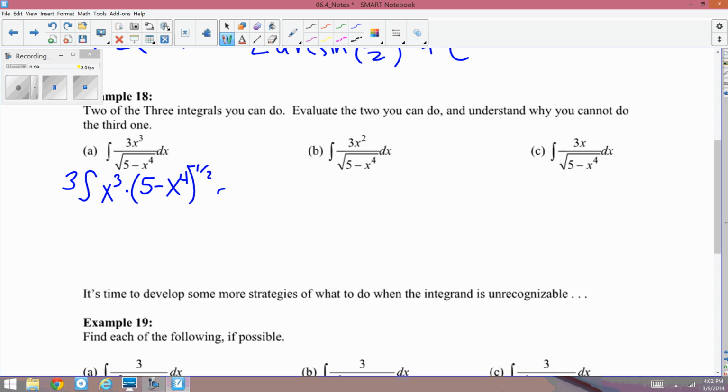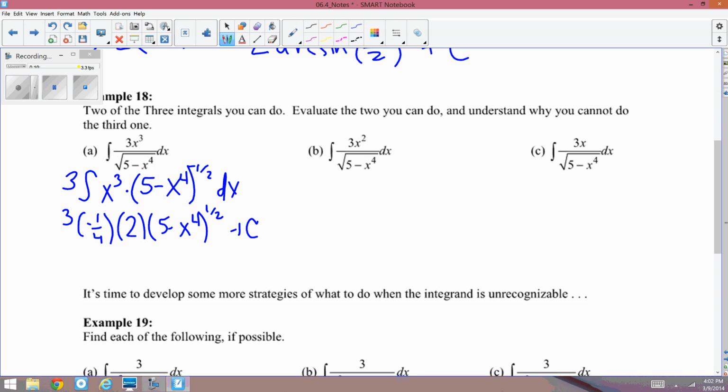And that's negative 1/2. There we go. Now I recognize that the derivative of negative x to the 4th is going to be negative 4x cubed. So I'm only off by a constant, so I can go ahead and use that power rule. So now I'm going to take this and add 1 to the exponent, divide by that new exponent, and put my plus c. There you go.